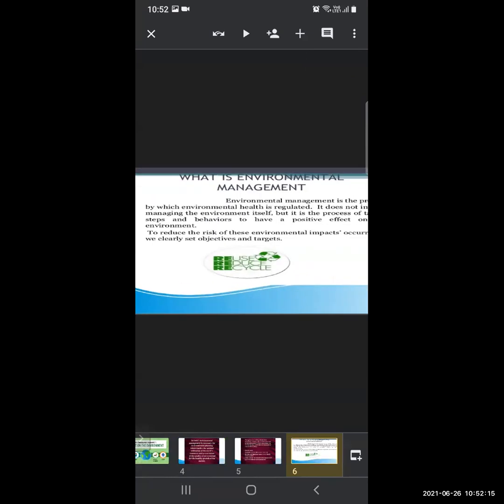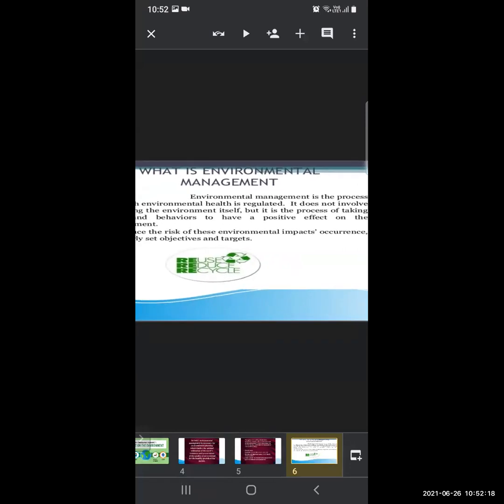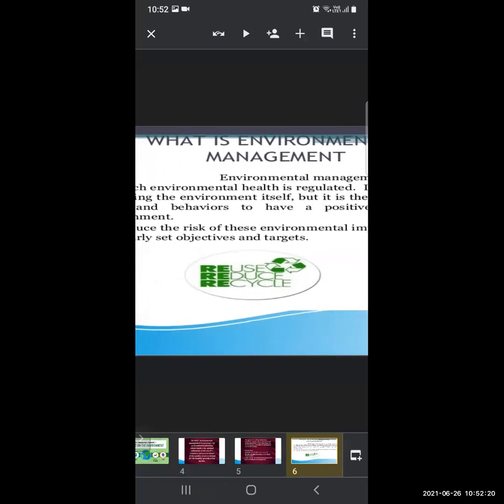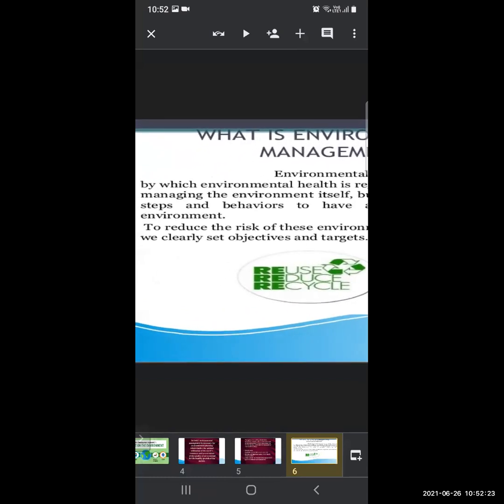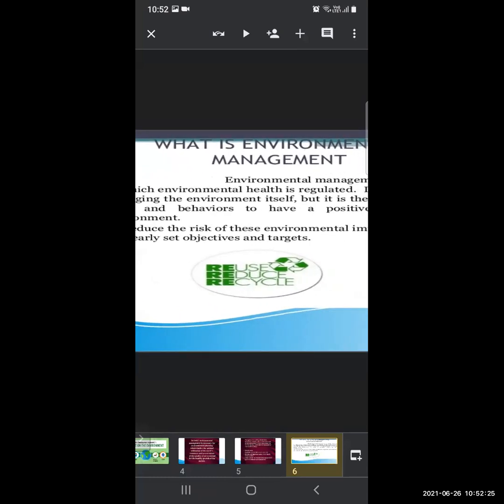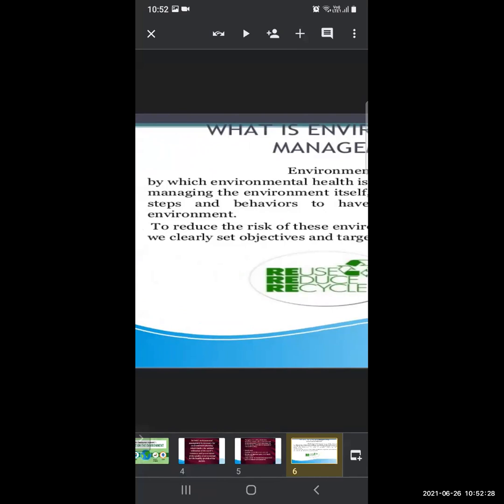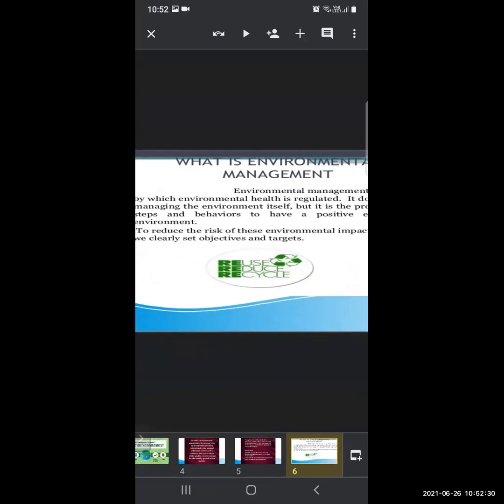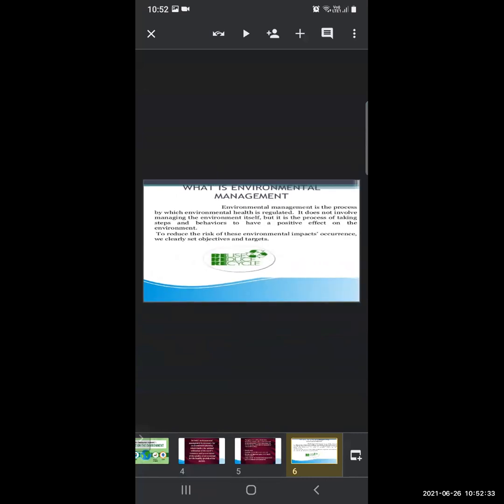What is environmental management? Environmental management is the process by which environmental health is regulated, managing the environment itself. It is the process of taking steps and behaviors to have a positive effect on the environment. To reduce the risk of these environmental impacts occurring, we clearly set objectives and targets. So we have to set the targets.